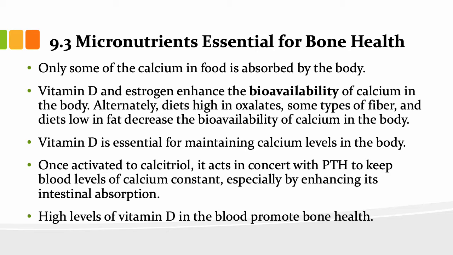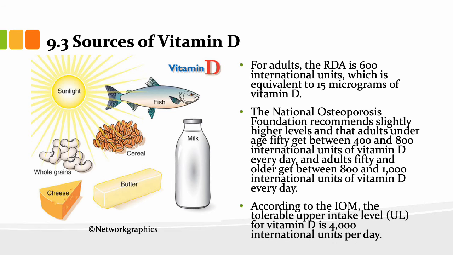Once it's activated to calcitriol, it acts in concert with PTH to keep blood levels of calcium constant, especially by enhancing its intestinal absorption. High levels of vitamin D in the blood promote bone health. For adults, the recommended daily allowance is 600 international units, or 600 IUs, which is equivalent to 15 micrograms of vitamin D.